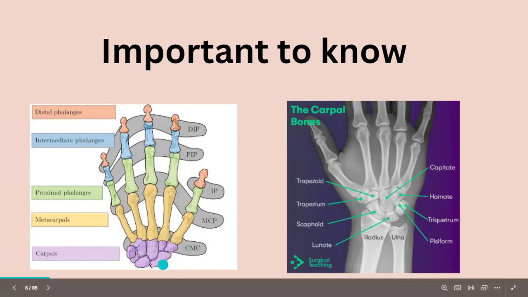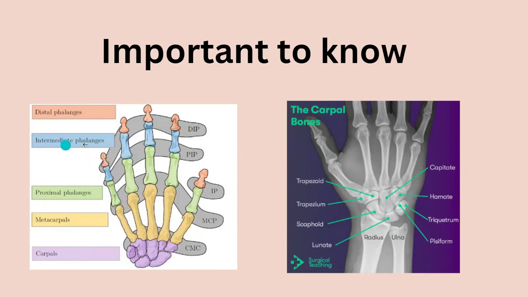So you have 8 carpal bones, you have 5 metacarpals, you have 5 proximal phalanges, 4 intermediate phalanges, and you have 5 distal phalanges. Now, you have 4 intermediate phalanges, hence why the thumb is the shortest out of all the fingers, because it's missing an intermediate phalange. The thumb only has a proximal and a distal phalange.